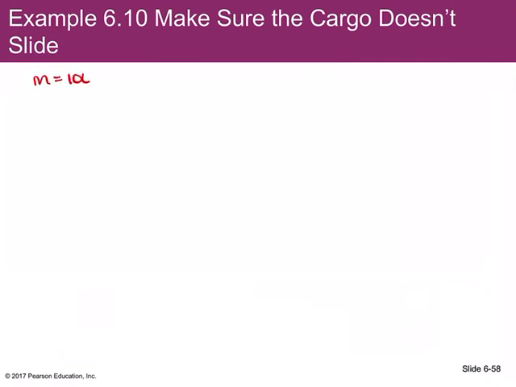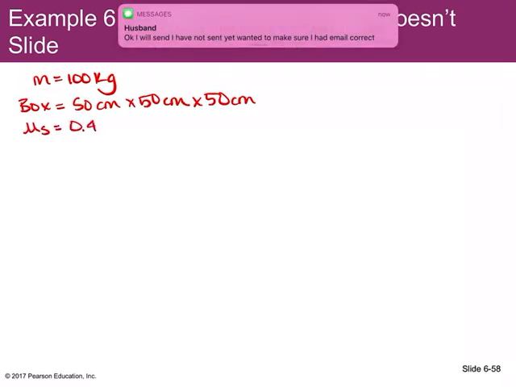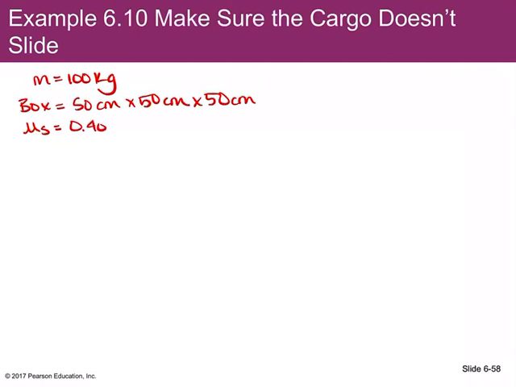So we've got the mass of the box is 100 kilograms. It told us that the box itself was 50 centimeters by 50 centimeters by 50 centimeters, so you could find the volume. It told us that the static coefficient is 0.4. The kinetic coefficient is 0.2.